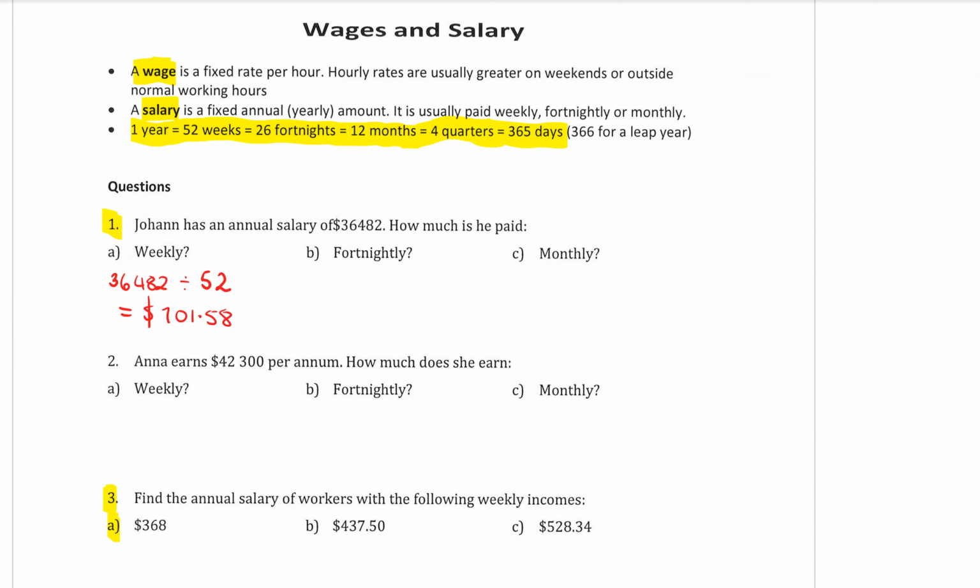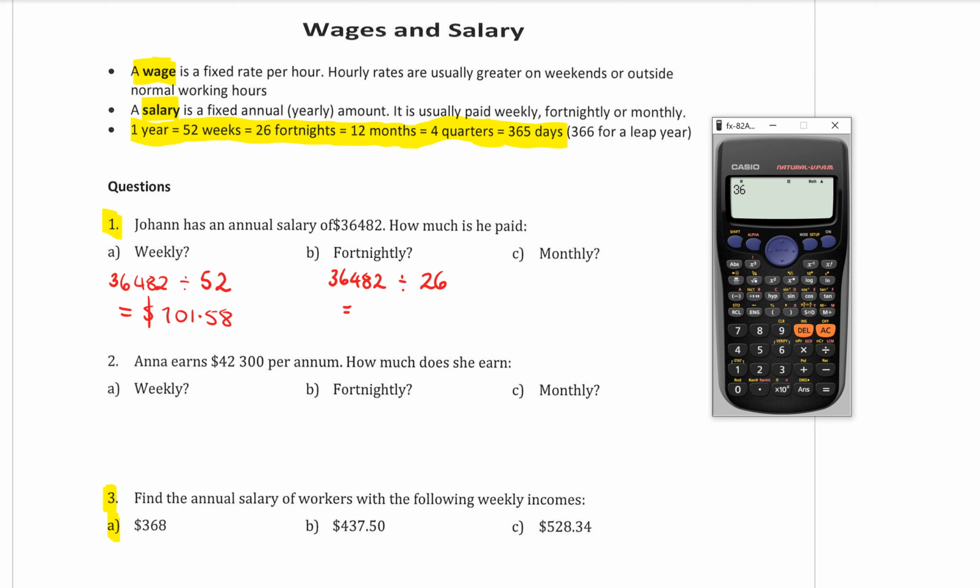Okay, now we want to work out Johan's salary for a fortnight. So this time I take his yearly income and I'm going to divide by how many fortnights there are in a year. Well, if there's 52 weeks, that means that there is 26 fortnights. So type that in. And that means that they will get $1,403.15.